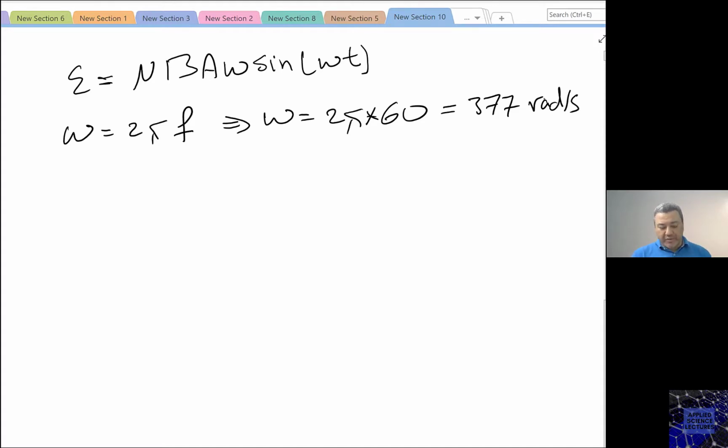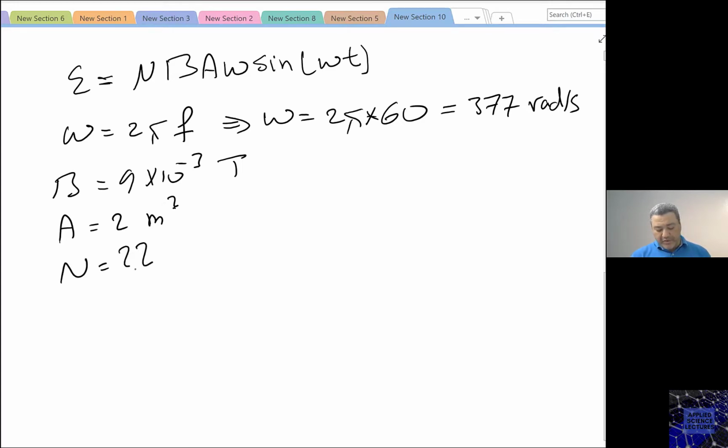So I know the magnetic field B is 9 to the power minus 3 Tesla, I know the area is 2 meters squared. I don't know the number of turns. I know the electromotive force being 170 volts. However, it says here a peak, which means that my coil is going to go from zero flux into the maximum flux.